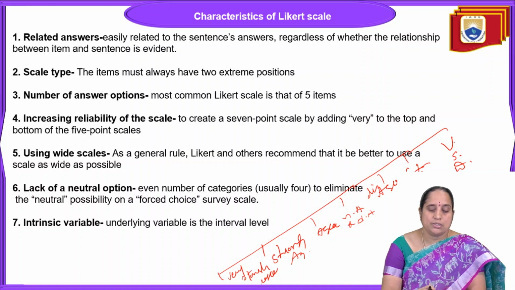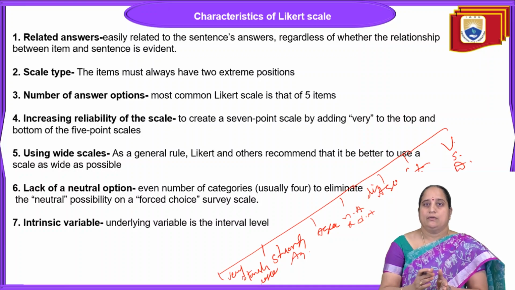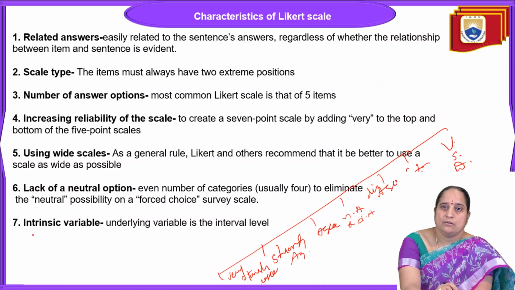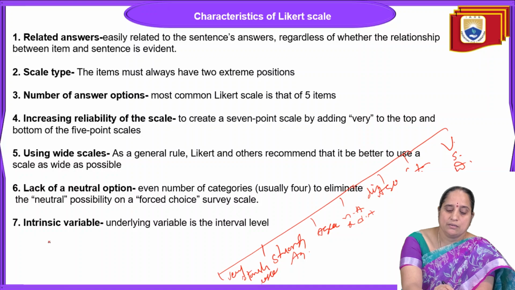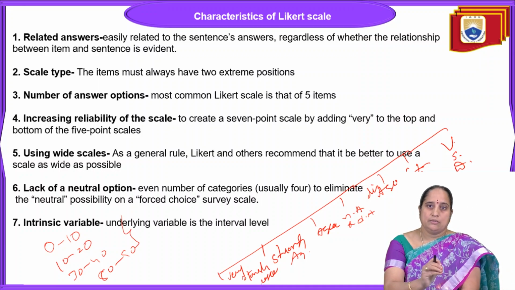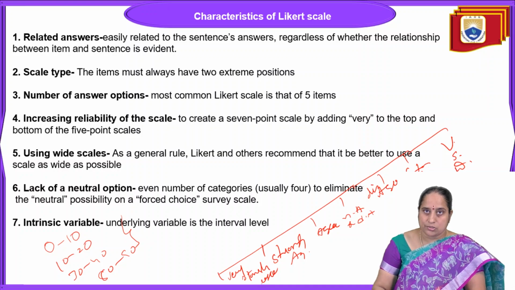And the next characteristic is the intrinsic variable. The underlying variable is at the interval level. So how do we measure the scale? It depends upon the interval level. For example, to measure the performance of a student, it depends upon the marks. We categorize the marks by giving ranges, like 0 to 10, how many students are there, then 20, 30, 40, 80, 90, giving some intervals. So whenever the data is related to interval scales, there we apply the Likert scale. So these are the characteristics of the Likert scale.